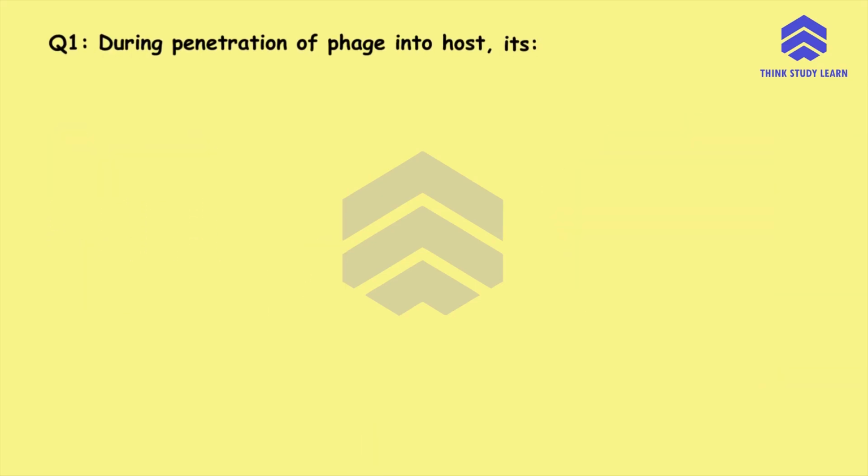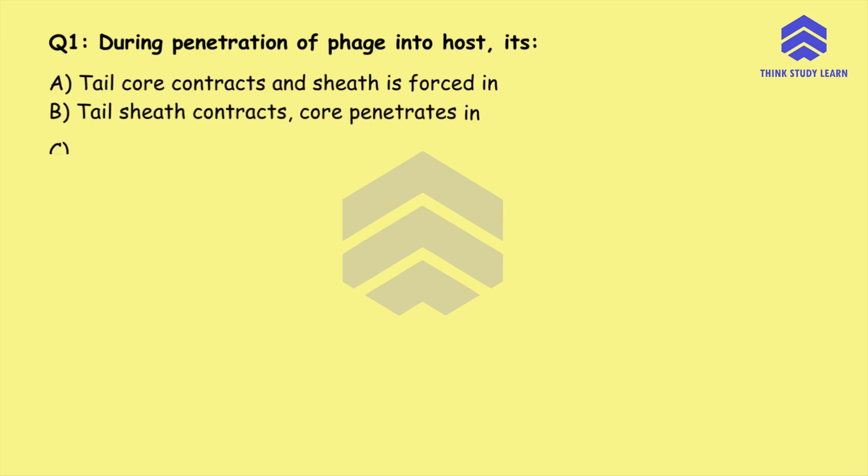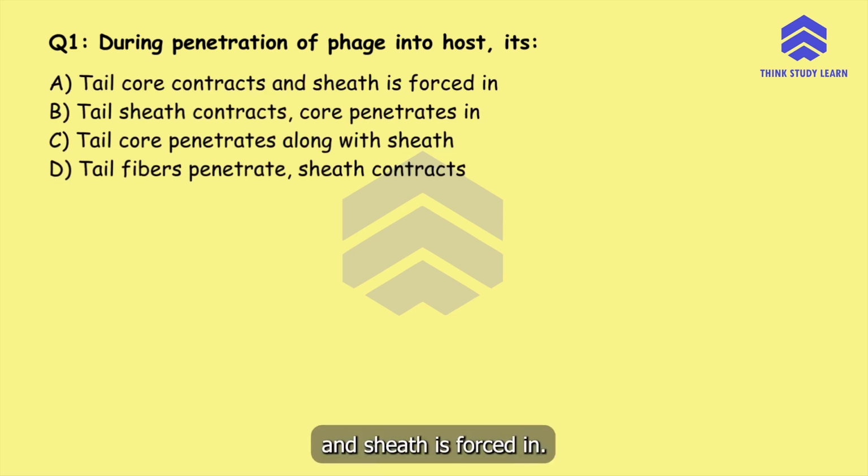Question number 1. During penetration of phage into host, its option A, tail core contracts and sheath is forced in. Option B, tail sheath contracts, core penetrates in. Option C, tail core penetrates along with the sheath. Or option D, tail fibers penetrate and sheath contracts.